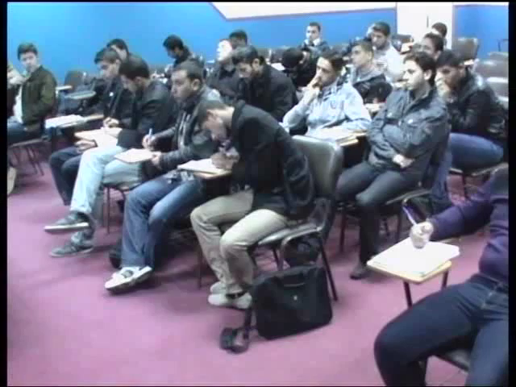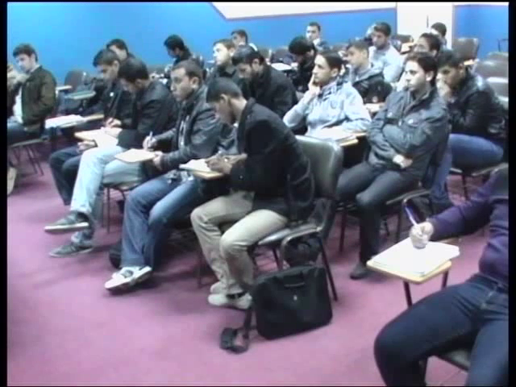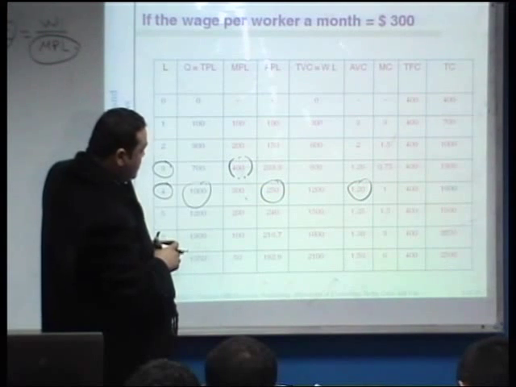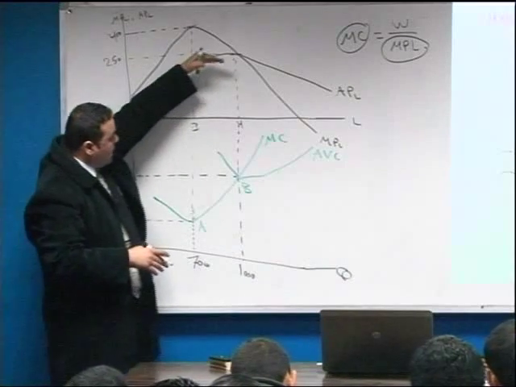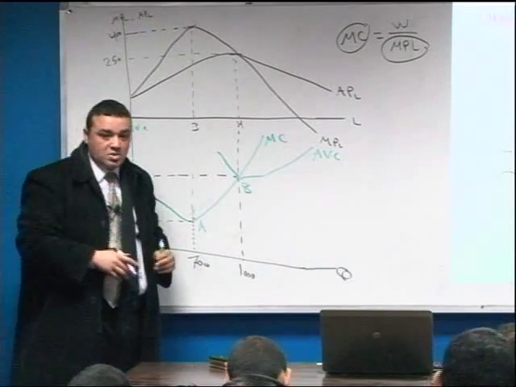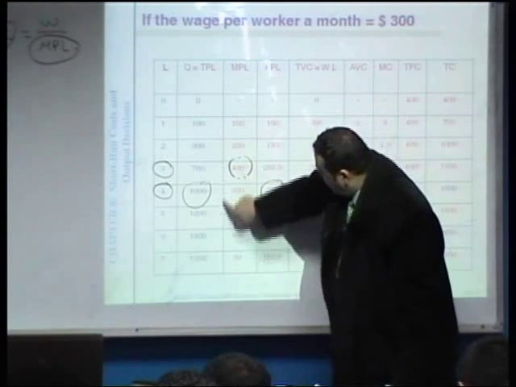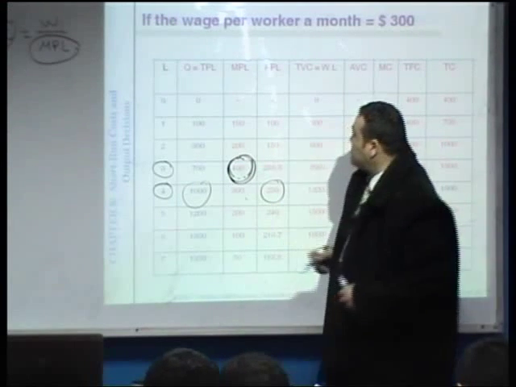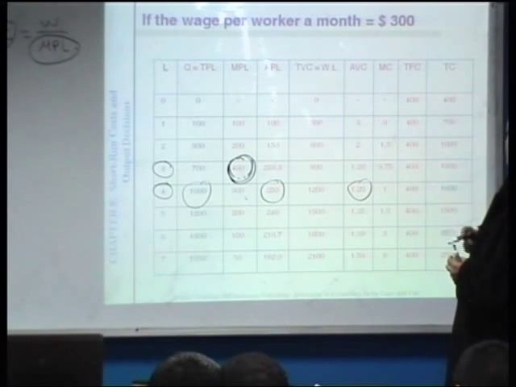ABC and MC, doesn't it? How much, okay? We assume that it is close, Mutasem, but now we are analyzing the relationship between APL and AVC, MPL and MC. So here we can see that the highest value of MPL, where is it? Here. It's the smallest value of MC, 0.75. Yes.